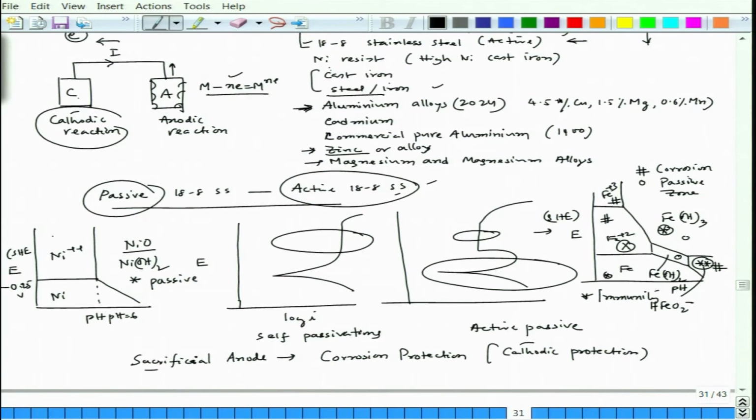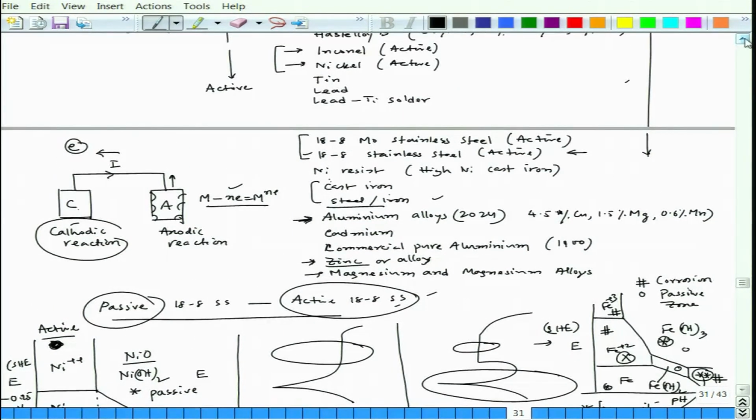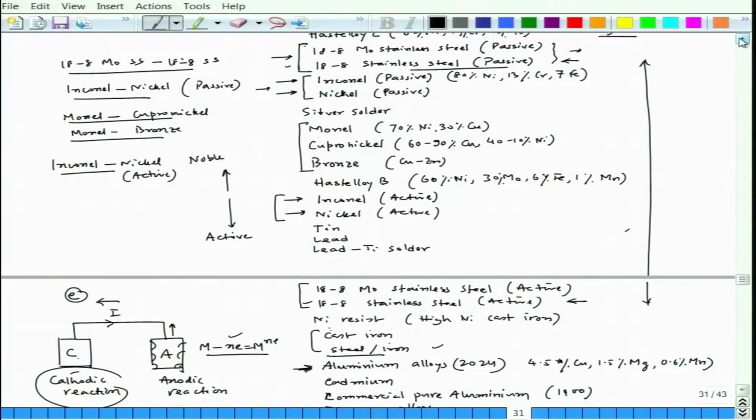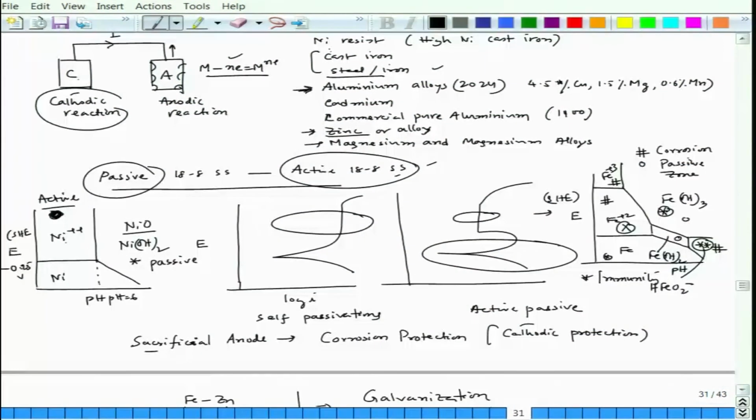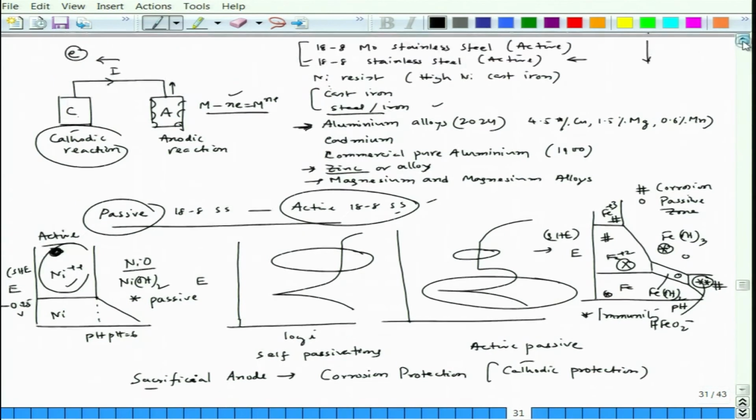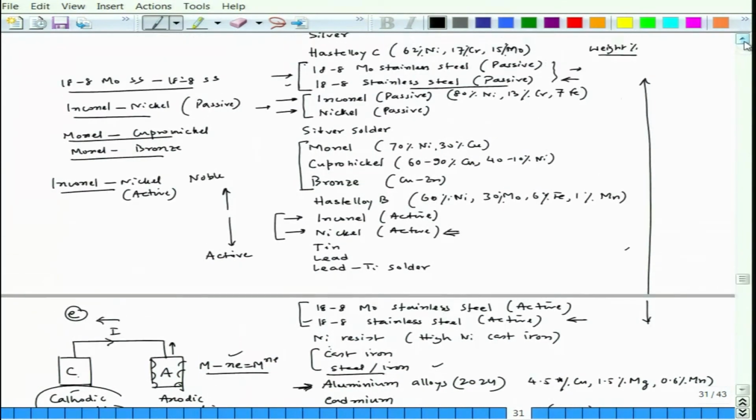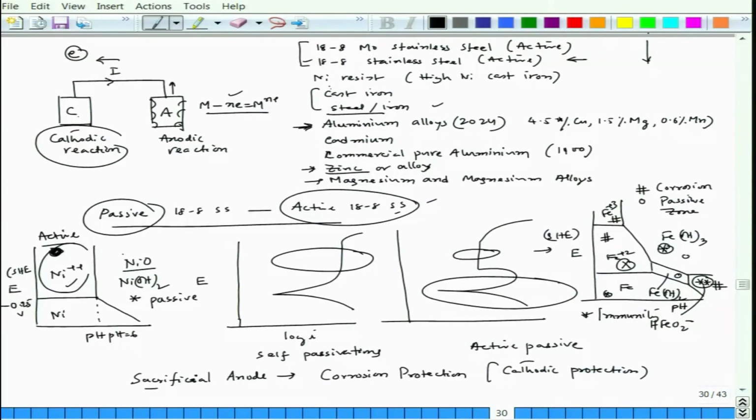and if nickel stays here, in this zone, it will be active. So, now that is what, if you see the galvanic series, somewhere I have mentioned nickel is active. So, this is active. So, that means it stays here in this zone. At some point I have written nickel passive, if you see here. So, it stays here in this zone, fine.